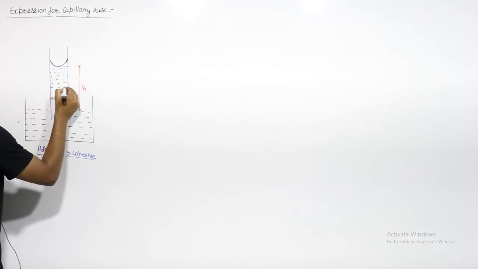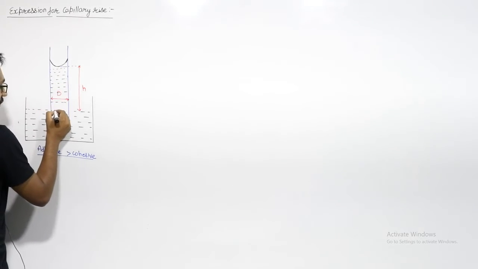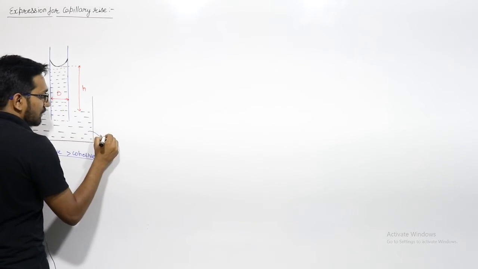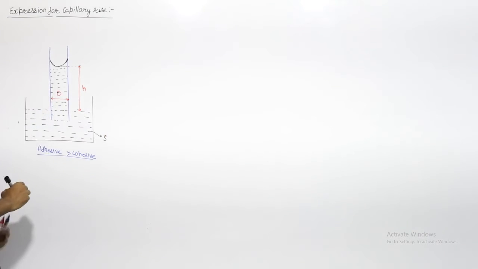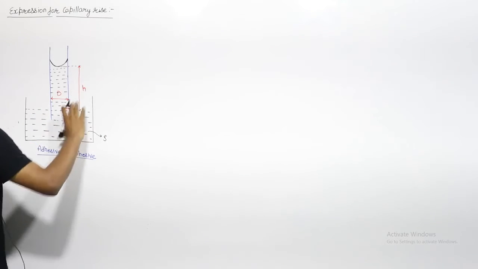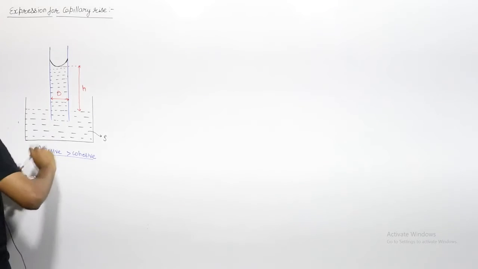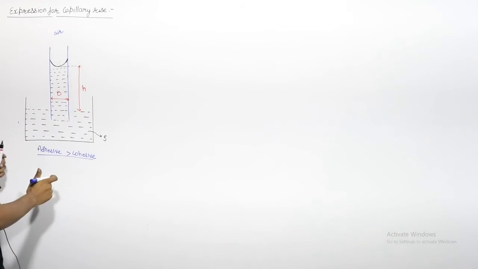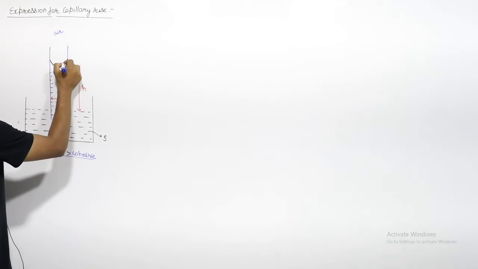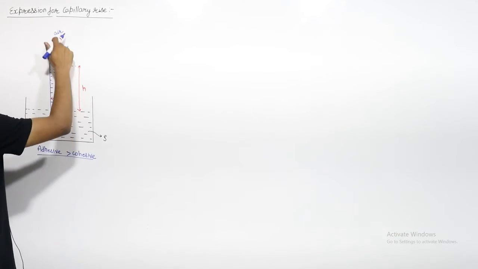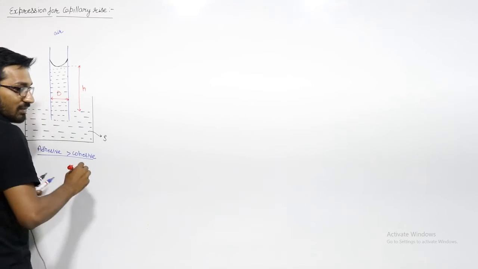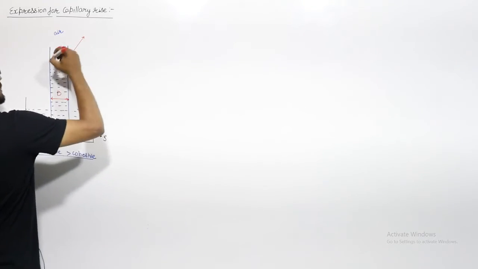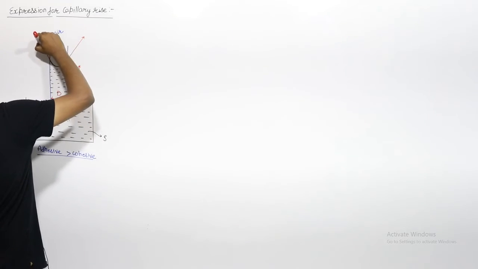Let us say this liquid has density rho. Rho is the density of this liquid. Let us say h is the height to which the liquid will rise, and here we have some air, some gas. So this is the interface of liquid, this is liquid, this is air. On this complete interface we have the surface tension.